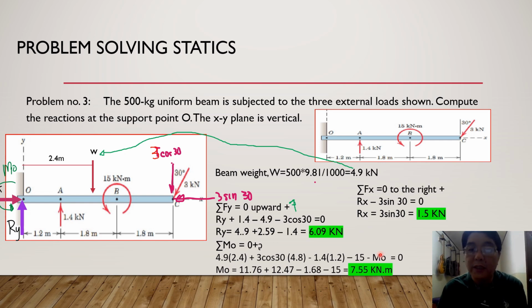if we transpose this M sub O to the other side of the equation, that becomes positive, yun na yun. And ito, hindi mababago yung lahat ng sign niya. It will remain in the left. Okay? So M sub O will transfer to the right, and then we rewrite that. M sub O is equal to 4.9 times 2.4, 11.76 daw yon. Tapos ito raw, 12.47. Ito naman, 1.68. And ito, 15. So therefore, 7.55 kilonewton meter.